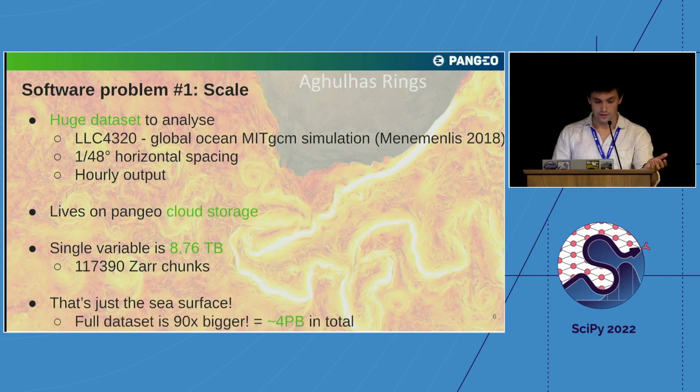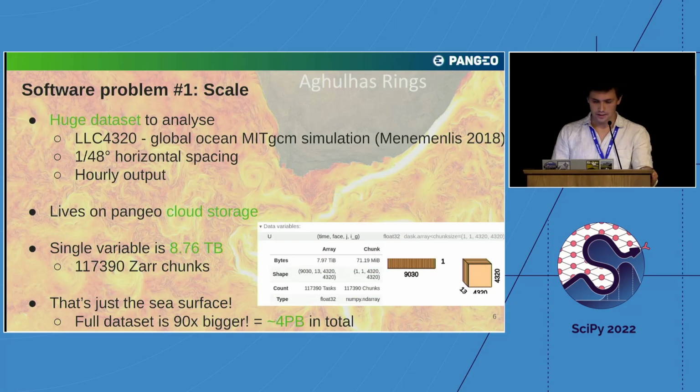And that's just the sea surface. If we want to do this for the depth, because the simulation also resolves down to the bottom of the ocean, then that would be truly a petabyte-scale problem, which we do want to do at some point. But if we can't do it for the surface, we definitely can't do it for the full problem. So if you have an xarray data set and you're just looking at a single variable, for example the velocity in the x direction, U here, this is what it looks like.